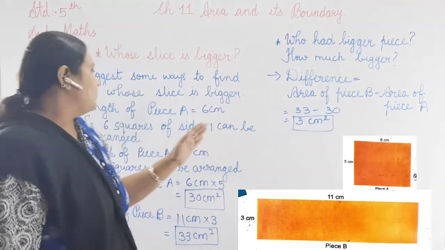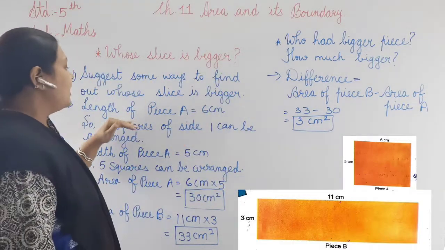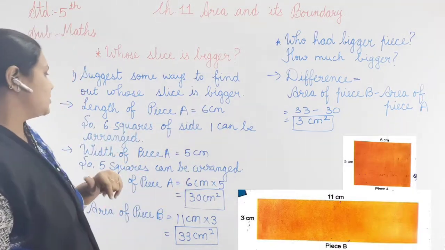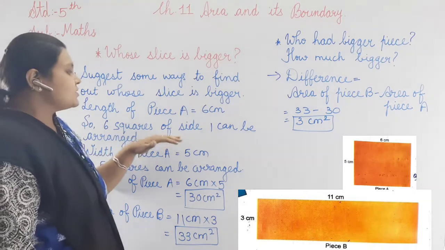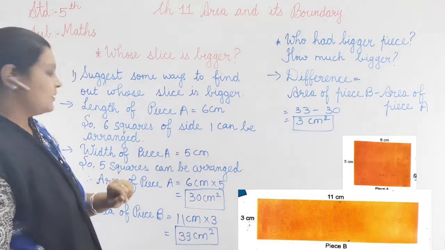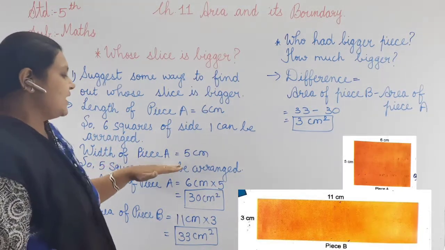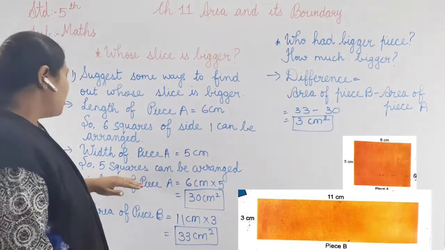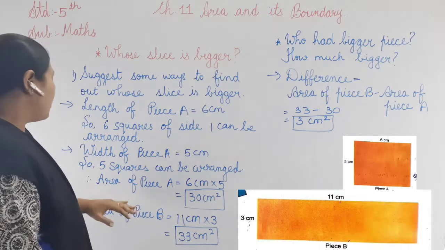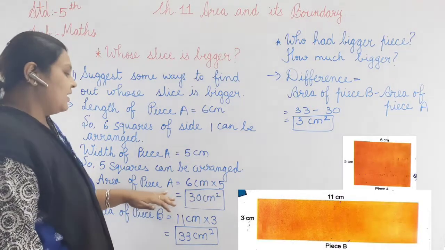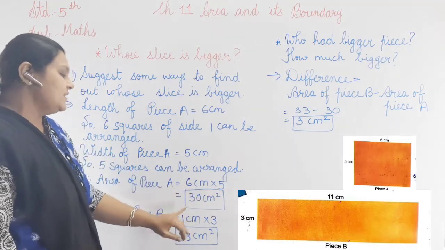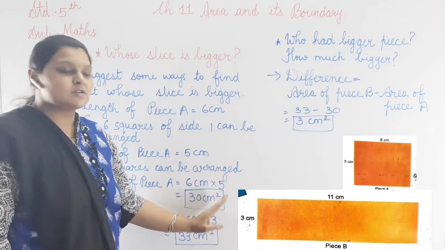Here we will solve. First we can see the length of piece A is 6 cm, given in the picture. So 6 squares of side 1 can be arranged along its length. In the same way, the width of piece A is 5 cm, so 5 squares can be arranged along its width. So the area of piece A is equal to 6 cm multiplied by 5, that is 30 cm square.